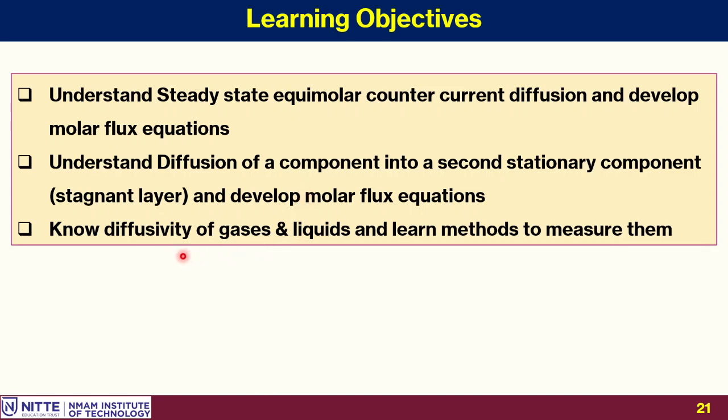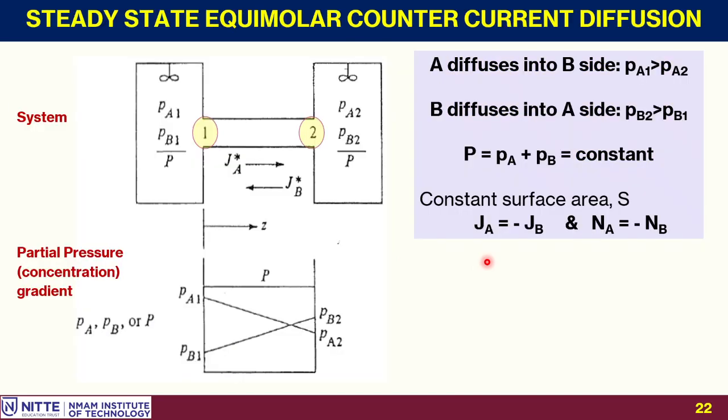Here we are also going to study the different diffusivity concepts of gases and liquids. We'll also learn how to measure them. So let's go ahead and see. Let's take up the first case, steady state equimolar countercurrent diffusion. Let me consider two chambers, chamber 1 and chamber 2. Let me consider a gaseous system over here, which is easy to understand and derive equations. Later, let us modify those things.